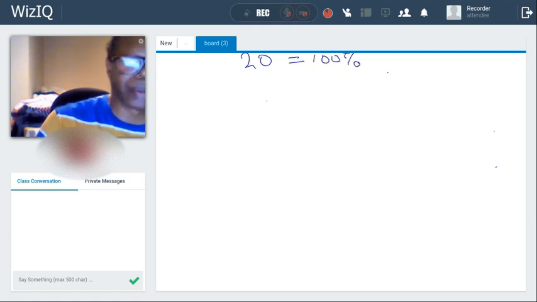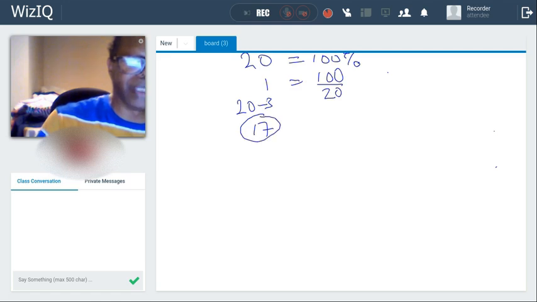But that's the total number. Now, if 3 are absent, it means there are going to be 17. But first, let's take it to 1. So 1 here means I've divided this side by 20. I'm going to do the same on this side. Remember, when we did the algebra, so it's going to be 100 over 20. This is called the multiplier. So what we're interested in is 20 take away 3, which is 17. So what is being asked is the percentage of this. So we are going to use this to multiply with this. So it's going to be 100 over 20 multiplied by 17 over 1.